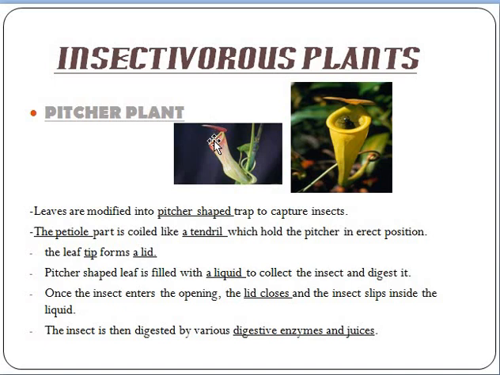As the insect goes inside the pitcher, it slips and falls inside the liquid and gets digested. Once the insects enter the opening, the lid closes and the insects slip inside the liquid. As you can see in this picture, as the insect enters the opening of the pitcher, this lid will shut and the insect will fall inside the liquid and get digested further.